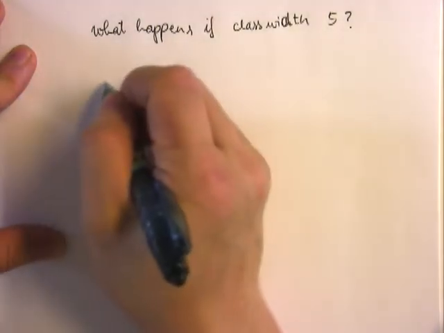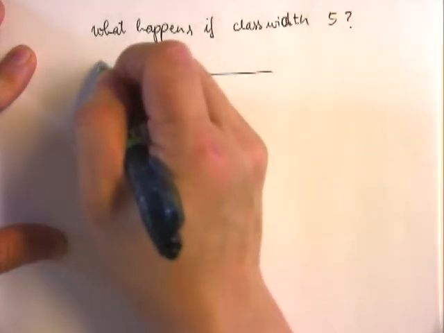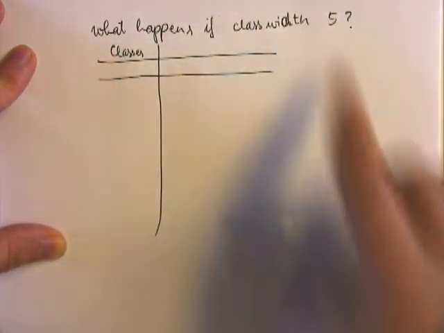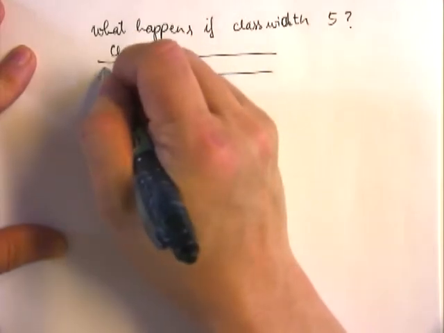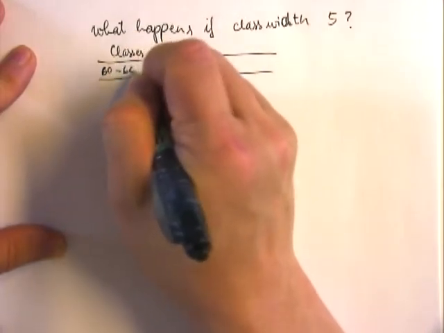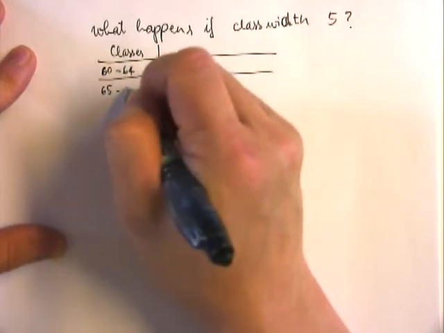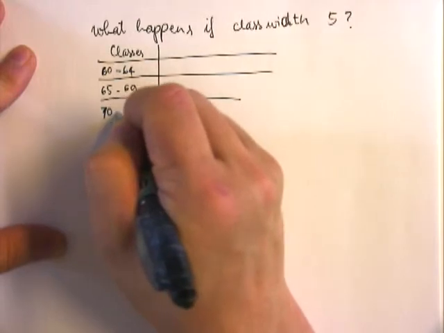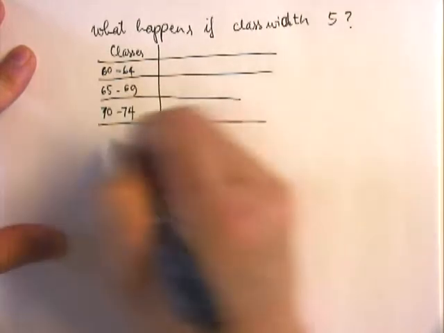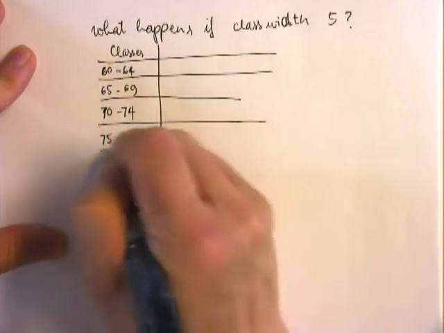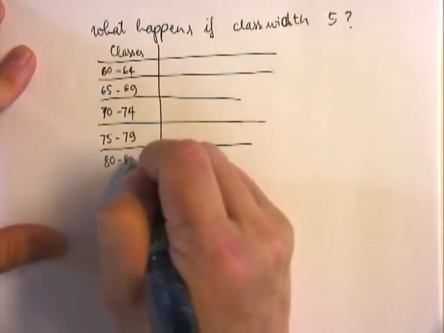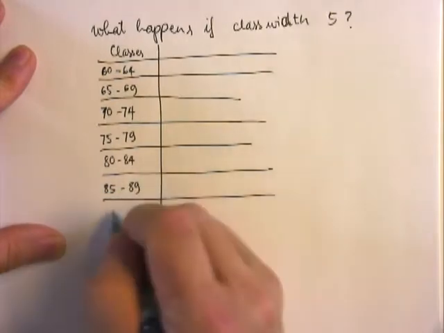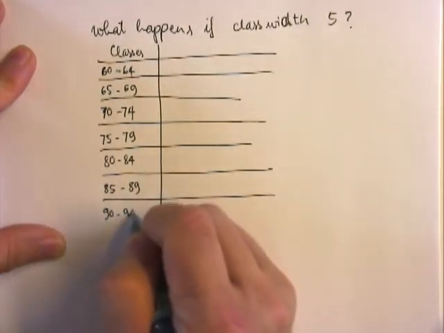Now observe what's going to happen. I'm going to reconstruct a similar table. On this column I'm going to list all the classes, but this time with class width 5. My lowest value is 60, so I'm going to go 60 to 64, and then I have 65 to 69, then 70 to 74, then 75 to 79, 80 to 84, 85 to 89, 90 to 94.